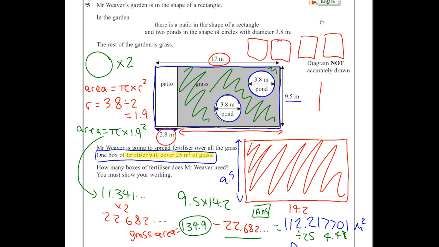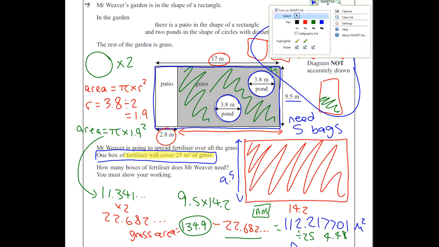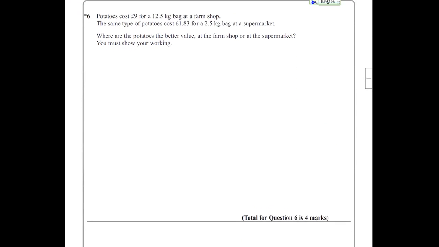Now ideally, you would want about half of this last bag. But you can't do that, so you're going to have to buy 5 bags and have some left over. So you need 5 bags. Okay, and that's your answer. Or boxes. I'm sure the examiner is going to know what you mean. Question 6 now. That was 5 marks.